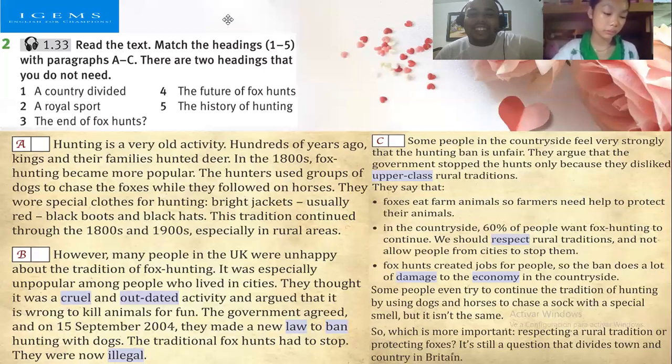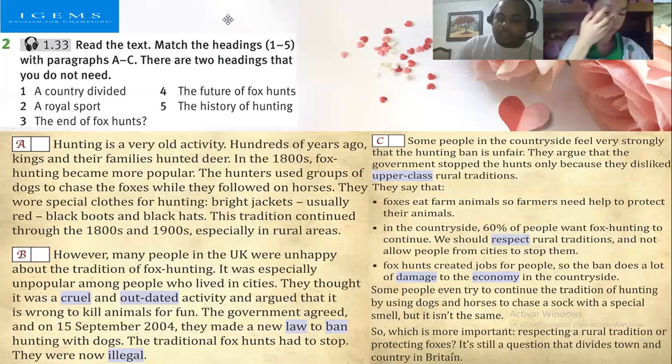All right, so let's continue now. Like I said before, now we are going to perform that activity. There are two headings that you do not even need to mention. But there are some others that you are absolutely going to refer to. So we are going to match.